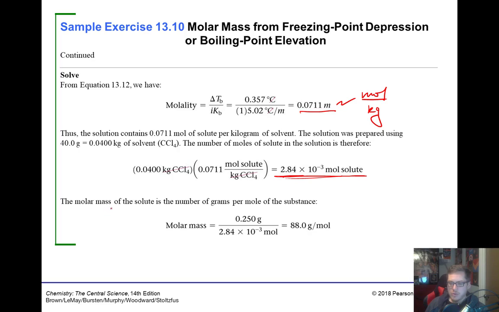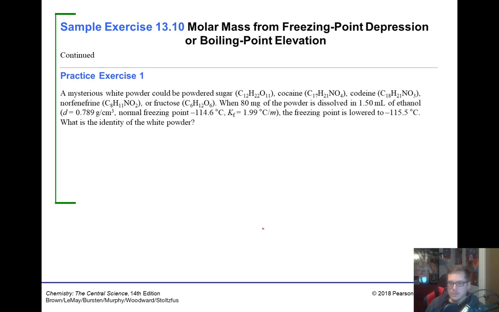And then the molar mass of the solute would simply be the number of grams that they started with, 0.250, divided by the number of moles, which they calculated. So they found that the molar mass of their unknown was 88.0 grams per mole. All right, let's try one ourselves.